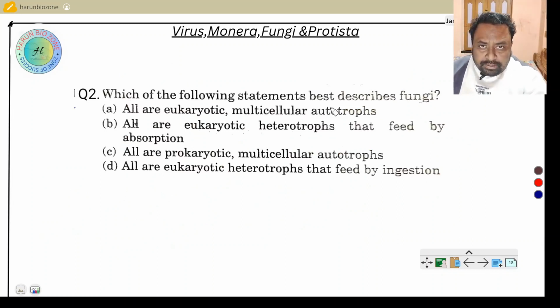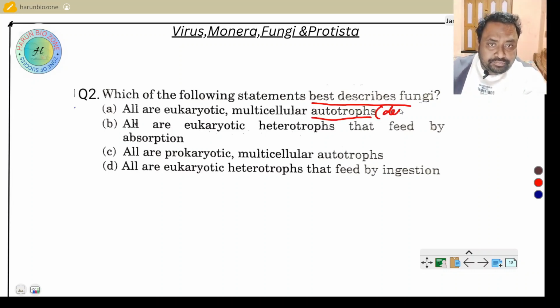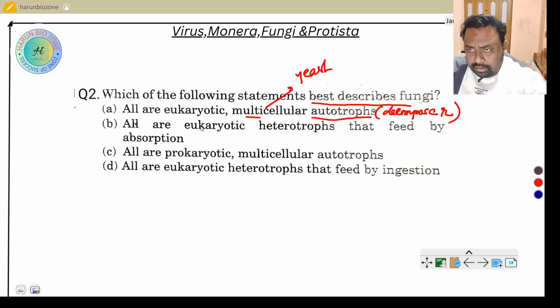Which of the following statements best describes fungus? All are eukaryotic, motile, multicellular, autotrophs. Not autotrophs, they are decomposers. By this character they are separate from plants. Not multicellular, because yeast is a unicellular fungus. All are eukaryotic heterotrophs that feed by absorption. This is the right answer.